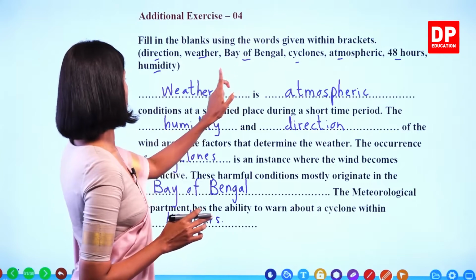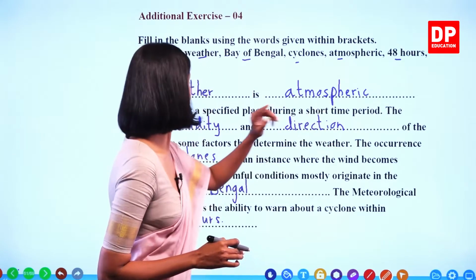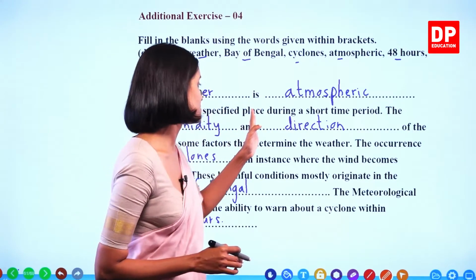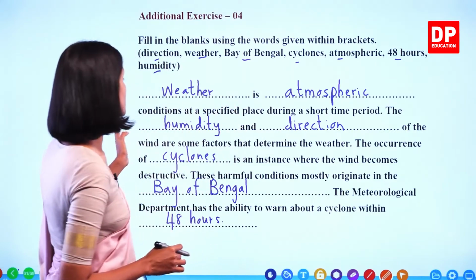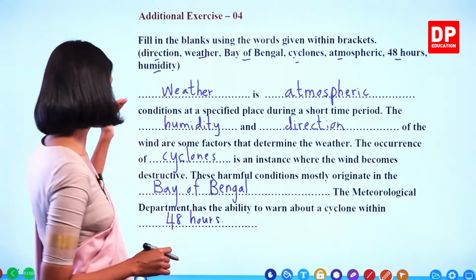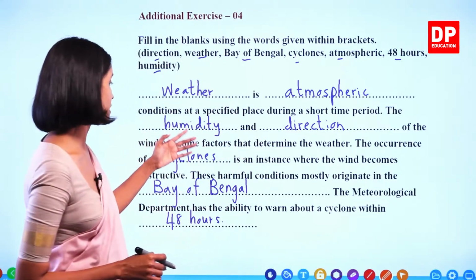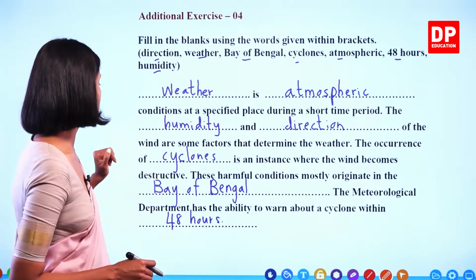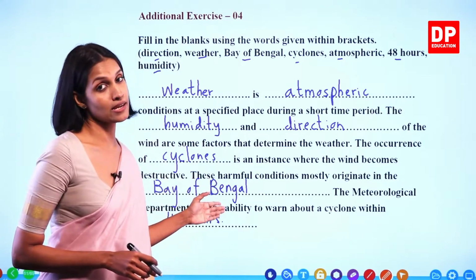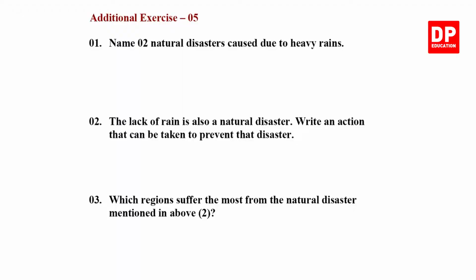Weather is atmospheric conditions at a specified place during a short time period. The humidity and direction of the wind are some factors that determine the weather. The occurrence of cyclones is an instance where the wind becomes destructive, right? These harmful conditions mostly originate in the Bay of Bengal. The meteorological department has the ability to warn about a cyclone within 48 hours, right? Okay, we'll move to the next.